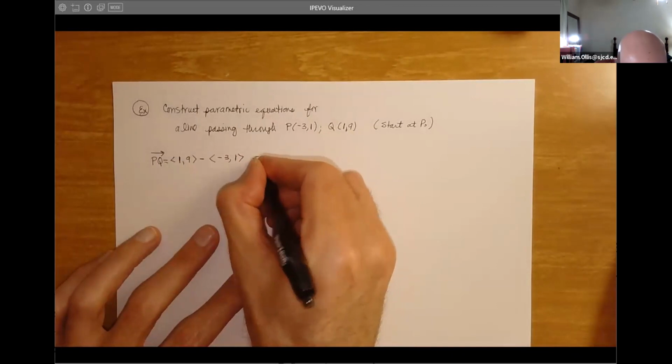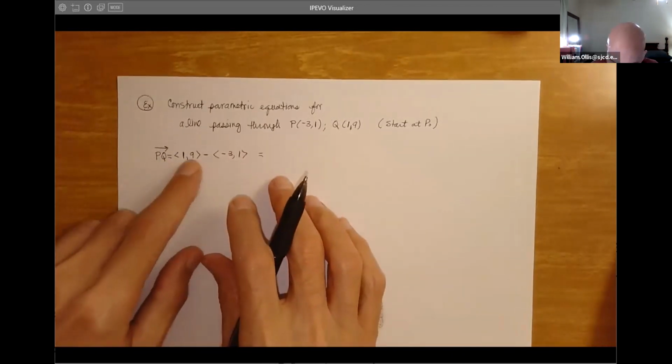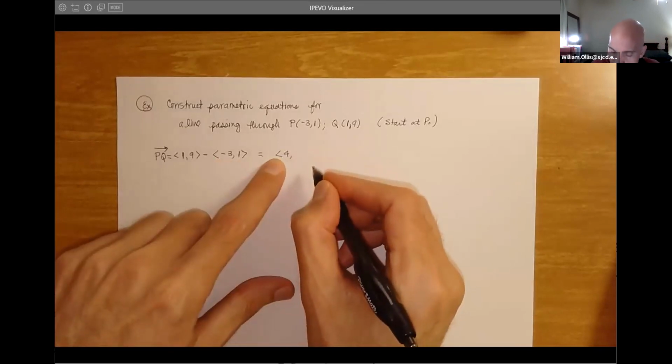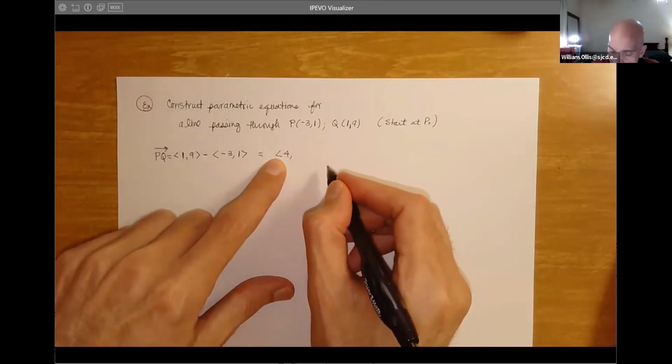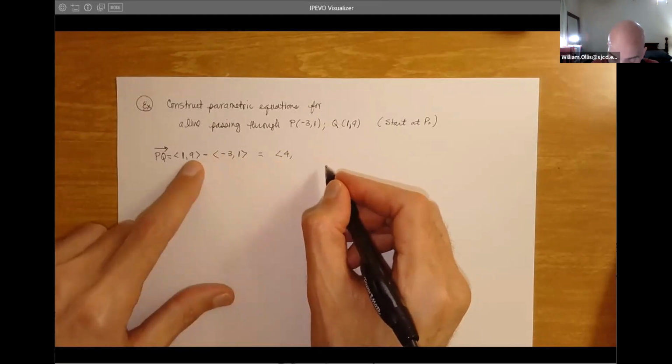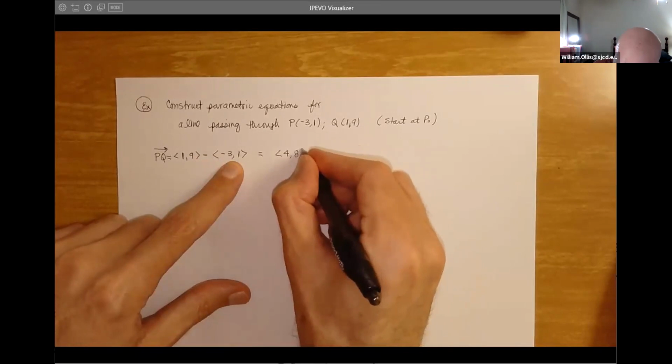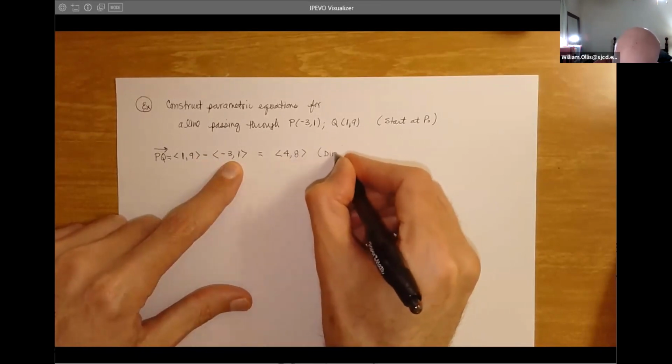And so now when you subtract, in this case, we get 1 minus -3. That gives us 4. This is the notation that's often used for vectors. Larson uses this. And then we have 9 minus 1, which is 8. So this provides a direction.